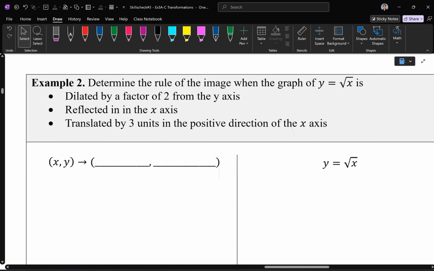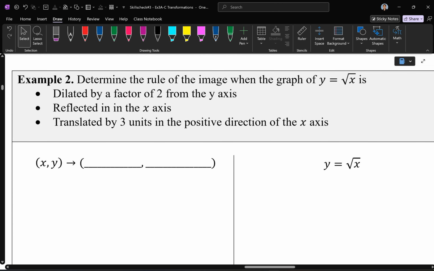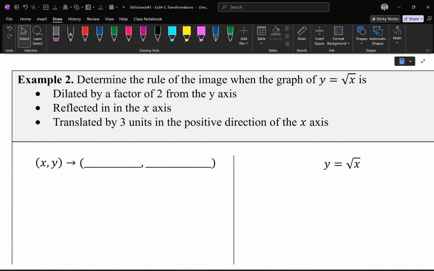Okay, here we go. So let's have a look at this. It says determine the rule of the image, which just means what's the new equation, when the graph of y equals root x. So I've got a root x function, and I want to dilate it by a factor 2 from the y-axis. So remember, y-axis is the vertical line. Just use your hands. You're moving away from the y-axis. So it's a horizontal stretch. Okay, so this means horizontal stretch. So you're timesing all the x's by a factor of 2. So it means you double all the x coordinates.